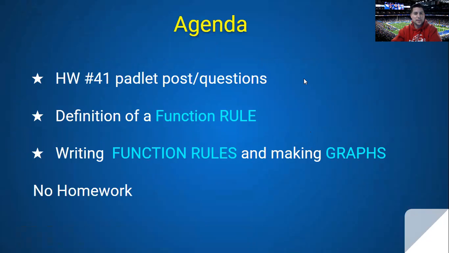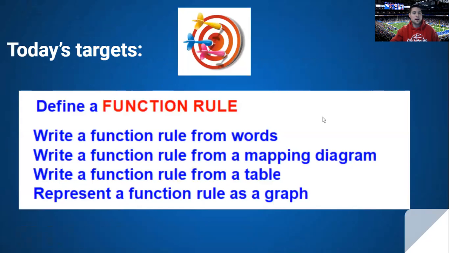Let's begin. On our agenda today, you'll turn in homework number 41. You'll write the definition of a function rule, as well as writing function rules and making graphs. You have no homework tonight. Our targets are as follows. Write a function rule from words, mapping diagram, table, and represent one as a graph.